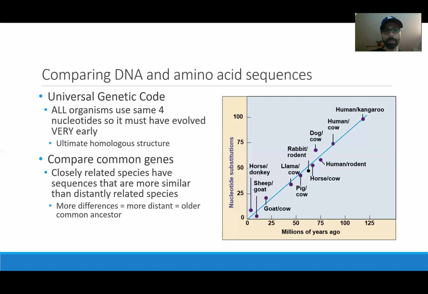So you look down here for that data point for the horse and the donkey, and there aren't very many differences because the horse and the donkey are very similar, much more similar than the horse and the cow, right? And so the cow and the horse have more differences than the donkey and the horse. So the donkey and the horse must have had an ancestor that is a lot more recent than the cow. And so the more differences there are, the less related you are to that other species, right? And so that's the basic idea.